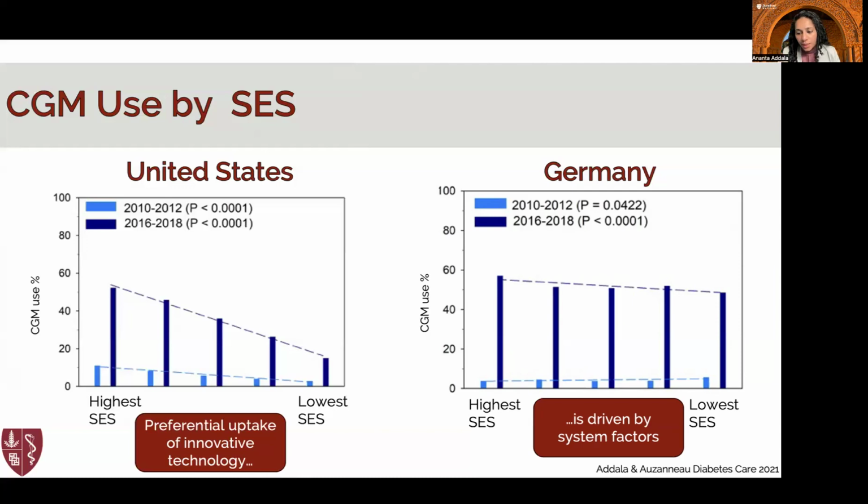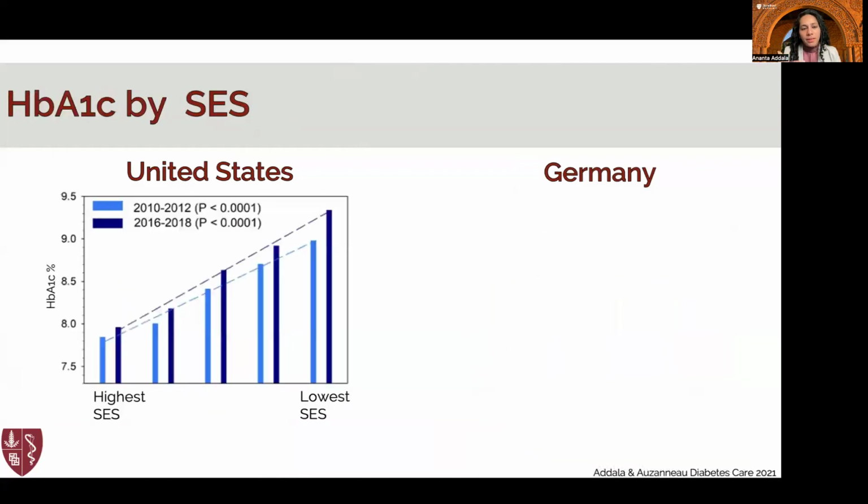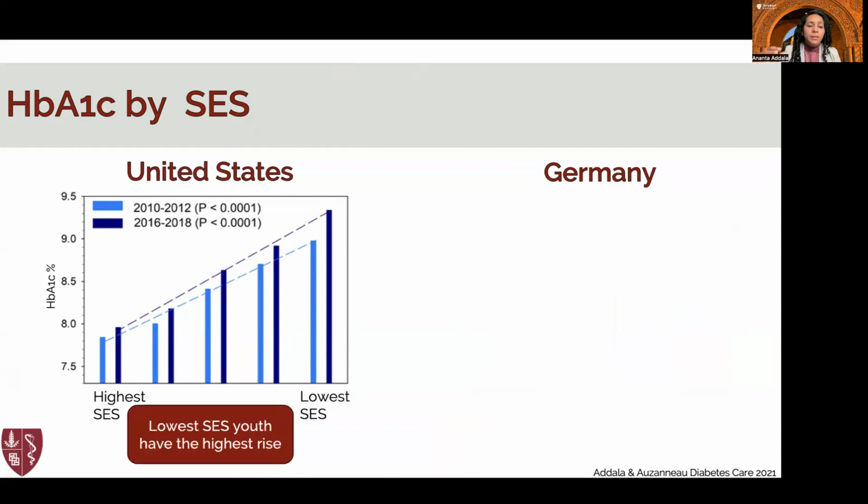And I'll bring you to this next, again, coming back to why we want folks to be on technology. It's because it's a modifiable risk factor. And what we found in this study was that whether you are a youth of the highest socioeconomic status or the lowest socioeconomic status, compared to their earlier time points, everybody's A1Cs went up. But what you can hopefully appreciate is that the lowest SES youth, the kids from the lowest socioeconomic status, had an almost 0.5% A1C increase, as opposed to just a 0.1% increase within the highest socioeconomic quintile kids.